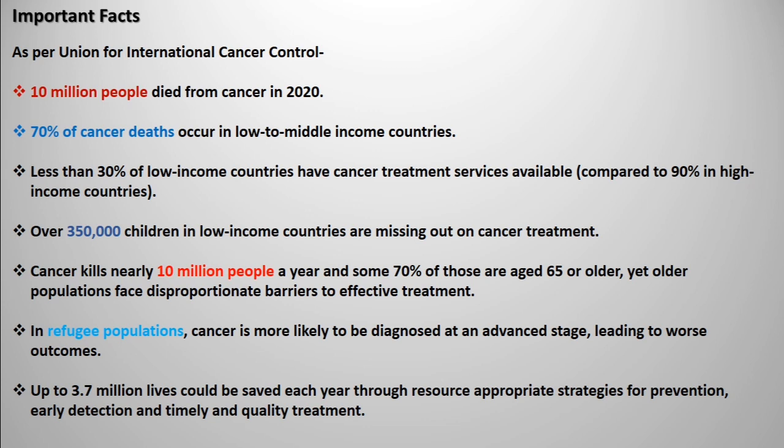In low income countries, over 350,000 children are missing out on cancer treatment. UICC also recommends that up to 3.7 million lives could be saved each year through resource-appropriate strategies for prevention, early detection, timely and quality treatment.